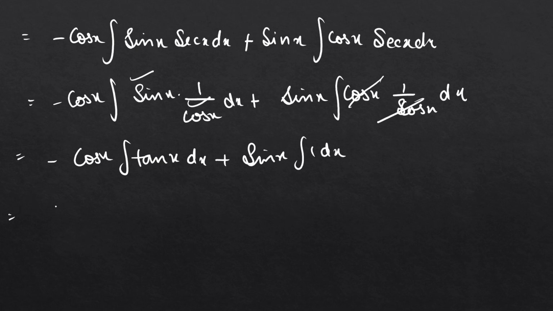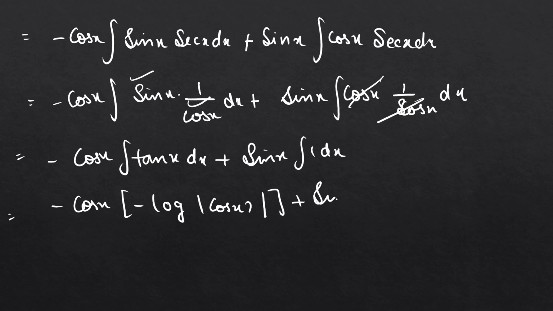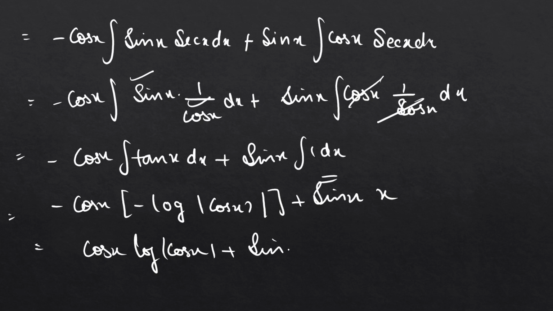We know what the integration of tan x is. Tan x integrates to negative log mod of cos x, then plus sin x times the integration of 1 dx, which is x only. So if we simplify, it is cos x log of cos x plus x sin x. This is the value of the particular integral.